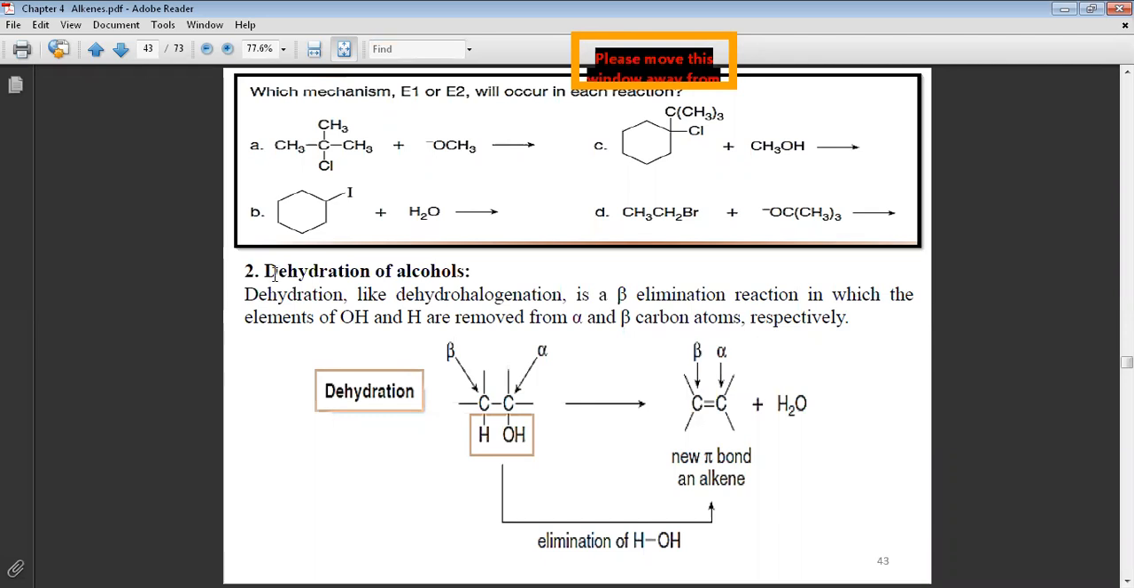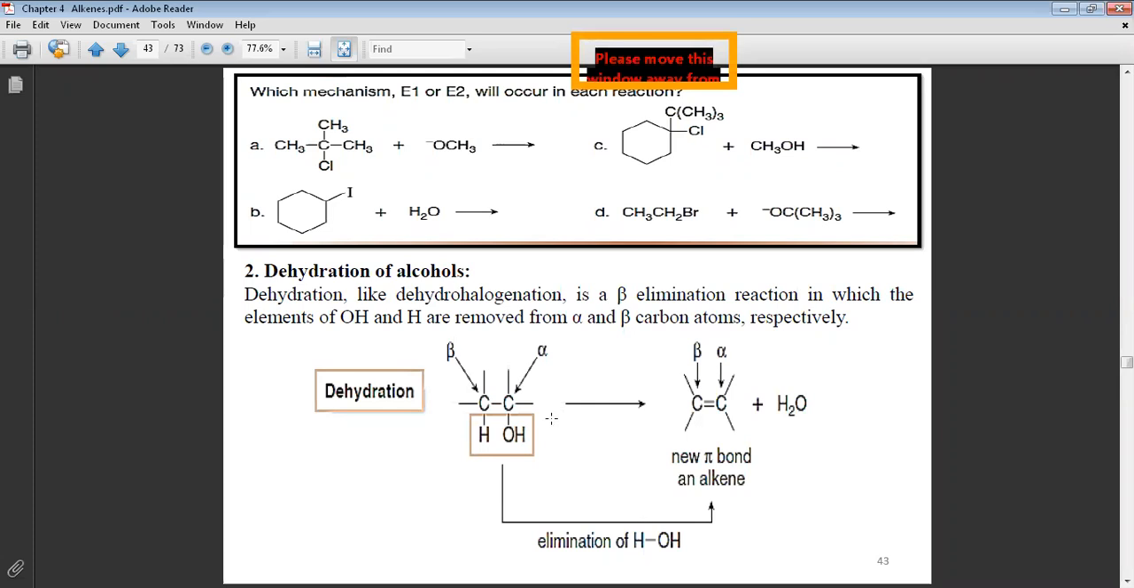Here, dehydration. Look, students, dehydration of alcohol. What does dehydration mean? It means an H2O molecule, a hydrate molecule, is removed. That means remove the OH and the H. Remove the H2O group, remove the water molecule.